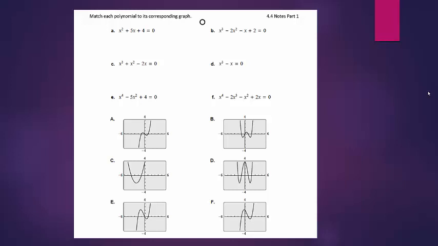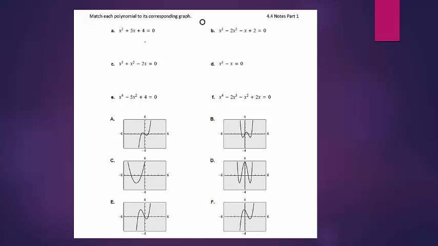To begin this lesson, I want to go ahead and try getting you guys used to the idea of factoring to help us understand the graph of a polynomial. So anytime you can factor a polynomial, you can find all of the x-intercepts. So factoring is a really quick and easy way to match a picture to its graph.